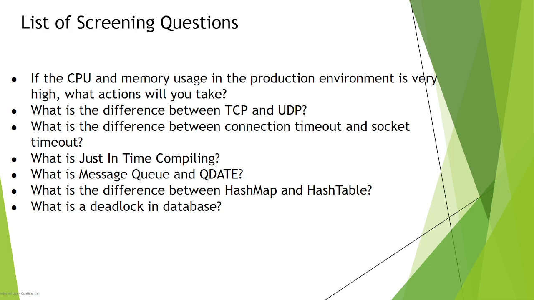These are some of the basic questions which you can expect during the screening stage. If the CPU and memory usage in the production environment is very high, what actions will you take? Next question is, what is the difference between TCP and UDP? Next, what is the difference between connection timeout and socket timeout? What is just-in-time compiling? What is a message queue and queue data? What is the difference between hash map and hash table? And what is deadlock in database?